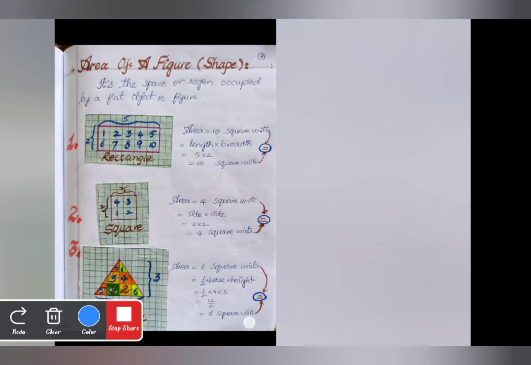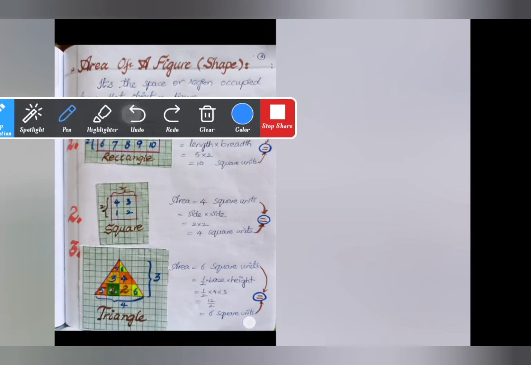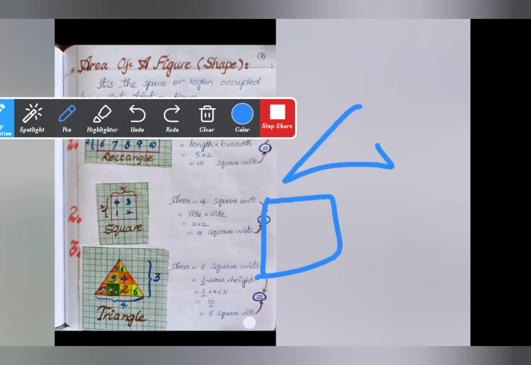Next, in this triangle, I need to find out the area of this triangle. Here a few complete squares we are getting and a few half squares we are getting. So by adding all the occupied squares, we need to find out the complete area of the triangle.